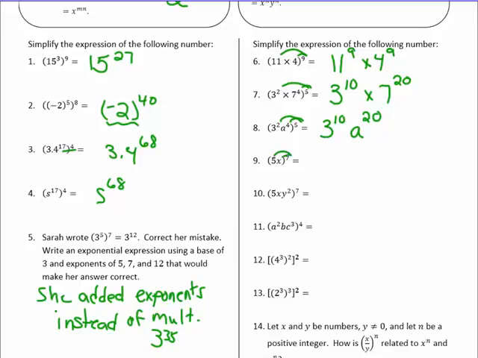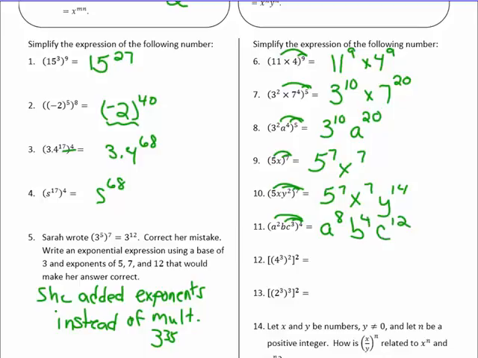So this one we're going to share. We're going to have 5 to the 7th, x to the 7th. Here I'm sharing it with 3 things: 5 to the 7th, x to the 7th, y to the 14th, because y had a 2, so I had to multiply those. All right, here comes another one. 3 things: a to the 8th, b to the 4th, c to the 12th. So I'm doing it for every single thing on the inside.